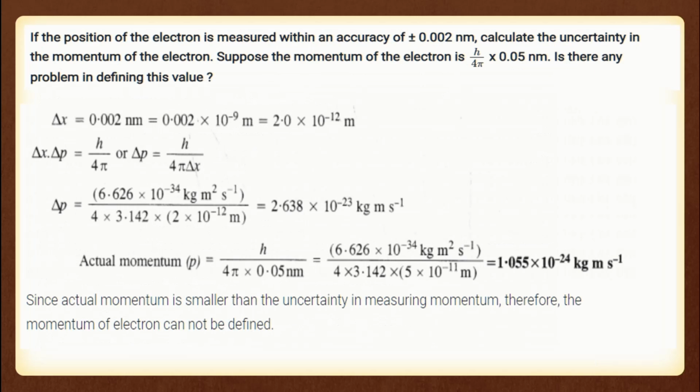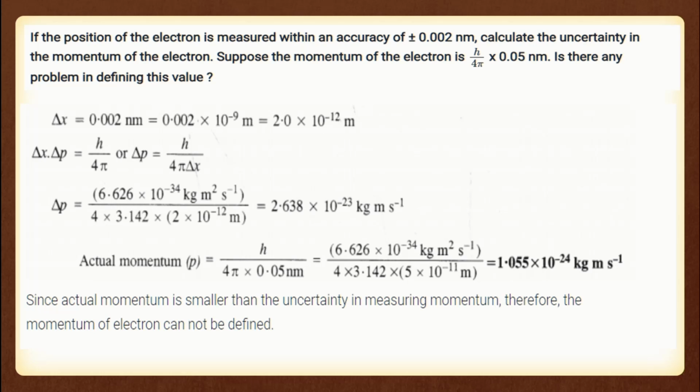If the position of the electron is measured within an accuracy of plus minus 0.002 nanometers, calculate the uncertainty in the momentum of the electron. Suppose the momentum of the electron is h by 4 pi into 0.05 nanometers. Is there any problem in defining this value?